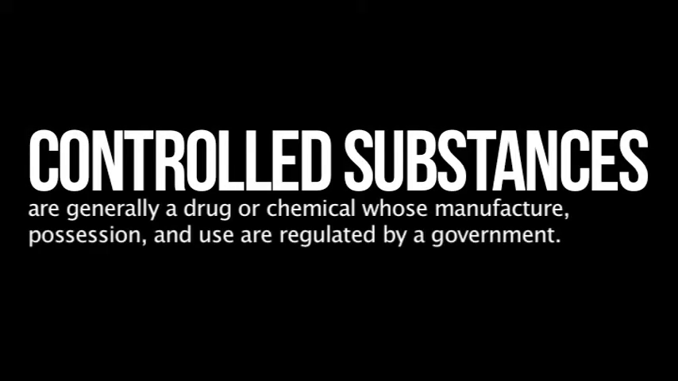A controlled substance is a chemical or drug whose possession, manufacture, and use are regulated by the government. These can be prescription drugs or illegal drugs. There are 5 classes of controlled substances. These classes can also be referred to as schedules.